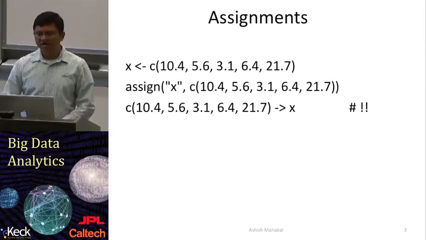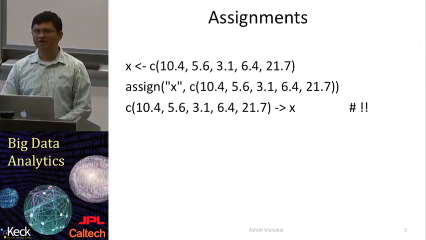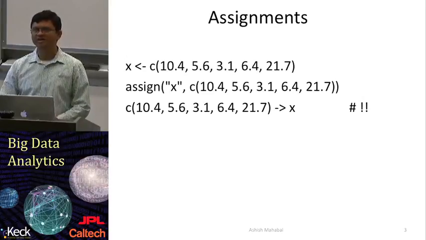Then again, we can assign entire vectors using combine. So we saw this example before, how you can assign several different values using combine to variable x. So what is actually happening here is a specific function called assign is being called, and the function assign takes two arguments.